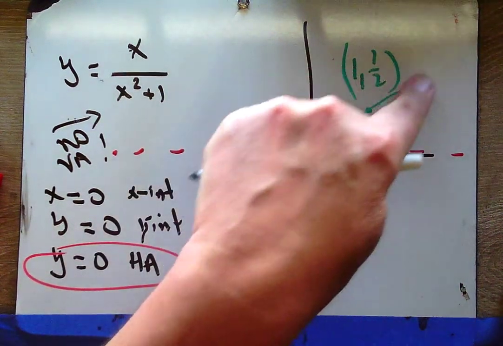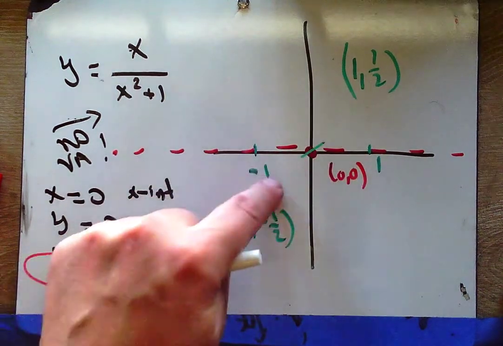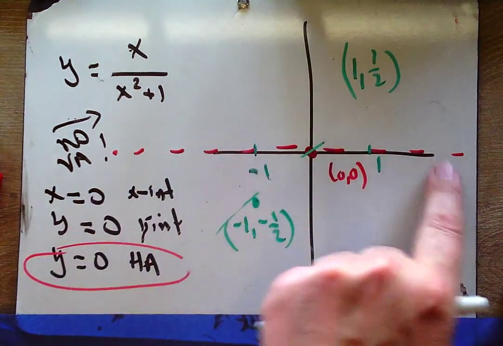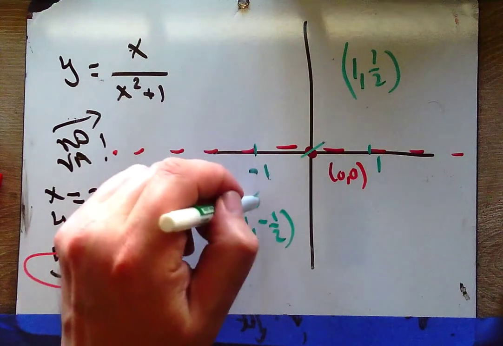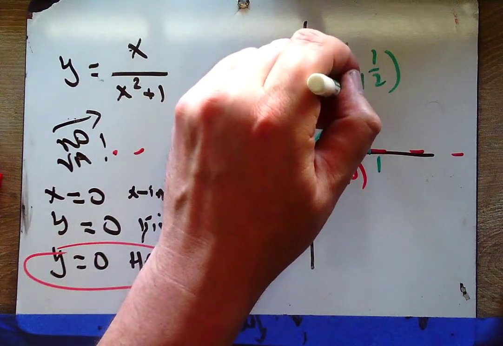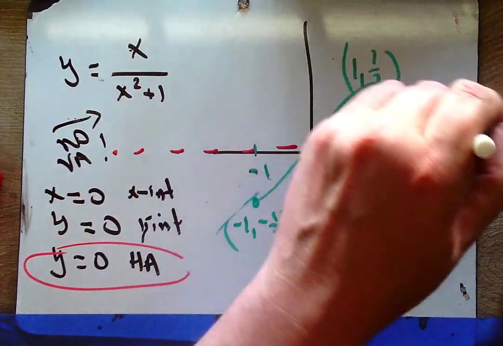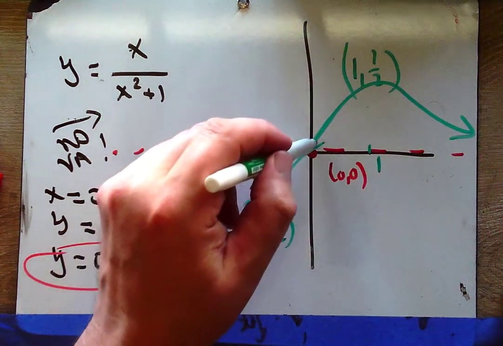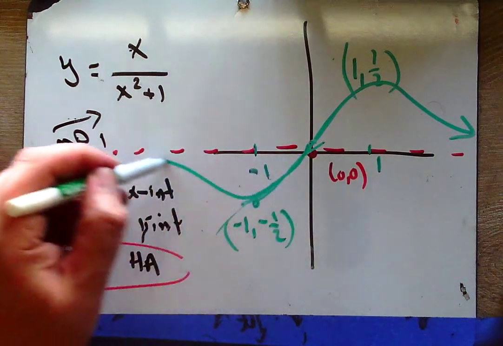Now, it would be easy to draw a line through those. And it would also be wrong. Because remember, in this problem, we've got a horizontal asymptote that we have to approach. So even though I'm going through the points, I have to come back down.